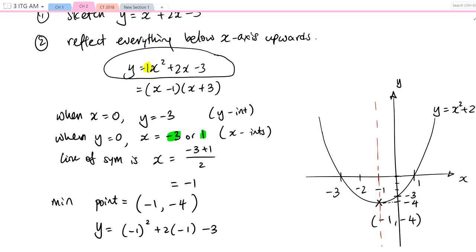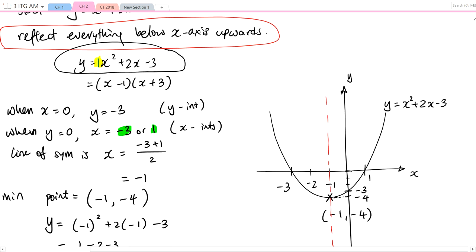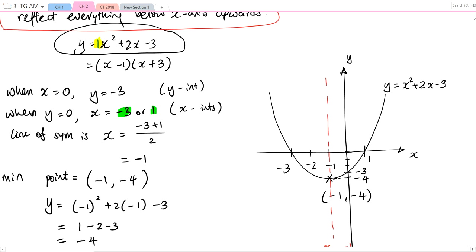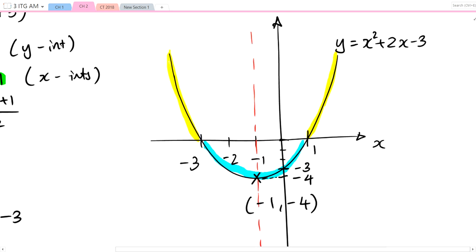Now I want to reflect everything below the x-axis upwards. So we see that this parabola has a region that is found below the x-axis, and we're going to reflect it upwards. So the parts that I'm going to highlight in yellow remain. This one remains, this one remains. Whatever I'm going to highlight in light blue gets flipped upwards. So our x-axis is a mirror.